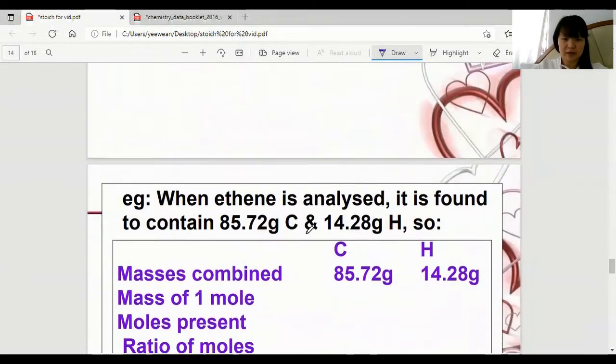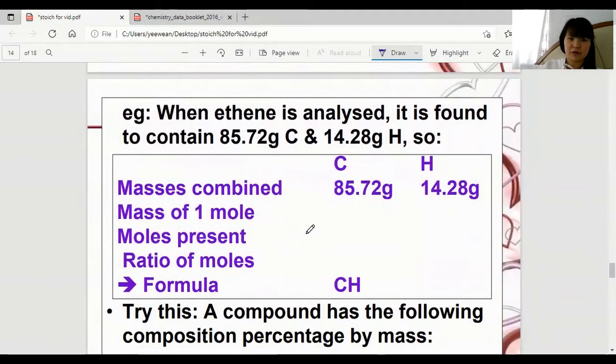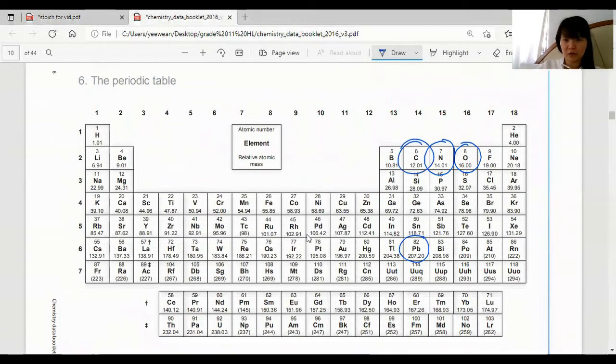Let's see the working. Questions might come in percentage by mass, or they might give you the actual mass. Either way, the working is exactly the same. So first we draw this table, the mass. So carbon, there's 85.72 grams. Hydrogen, there's 14.28 grams. I'm going to get the AR from the periodic table. Carbon, 12.01. Hydrogen is 1.01.